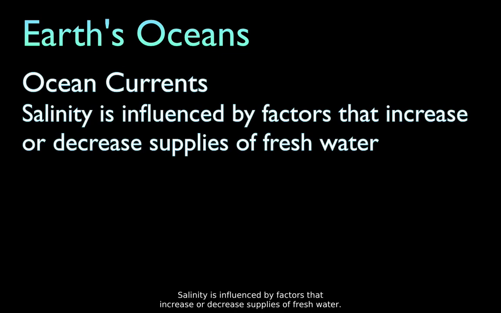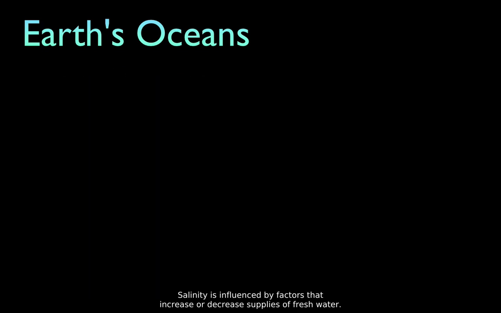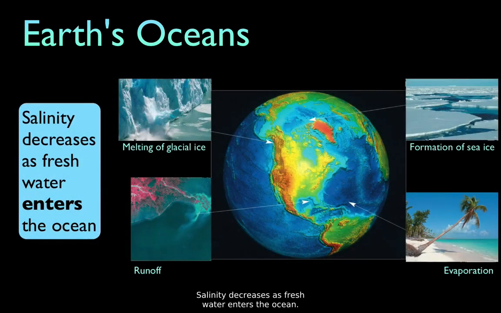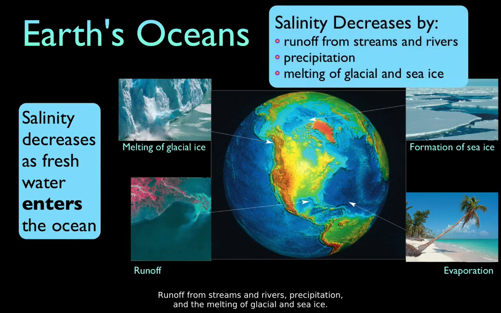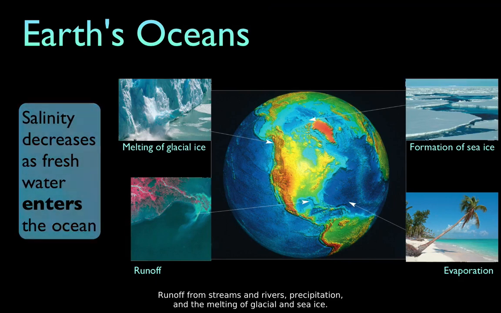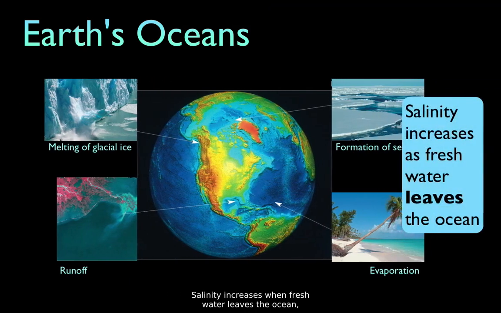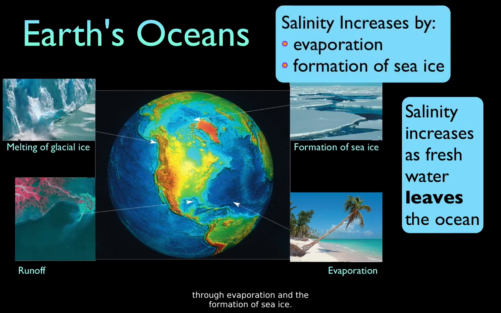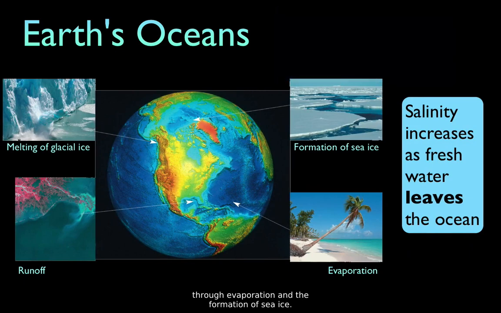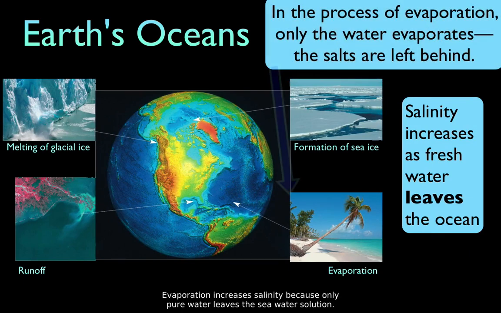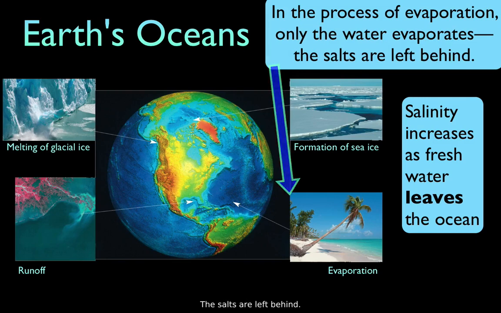Salinity is influenced by factors that increase or decrease supplies of fresh water. Salinity decreases as fresh water enters the ocean: runoff from streams and rivers, precipitation, and the melting of glacial and sea ice. Salinity increases when fresh water leaves the ocean, through evaporation and the formation of sea ice. Evaporation increases salinity because only pure water leaves the seawater solution. The salts are left behind.